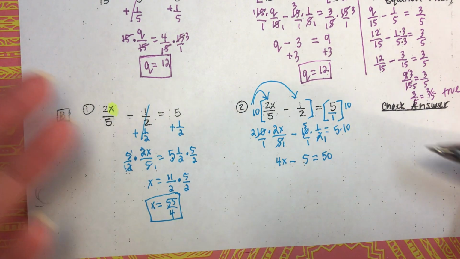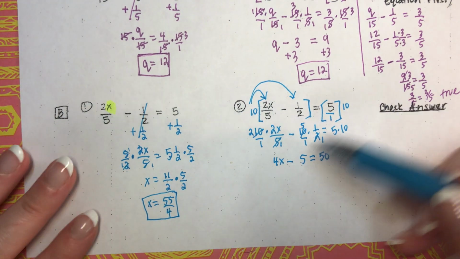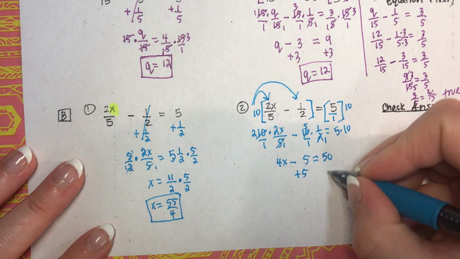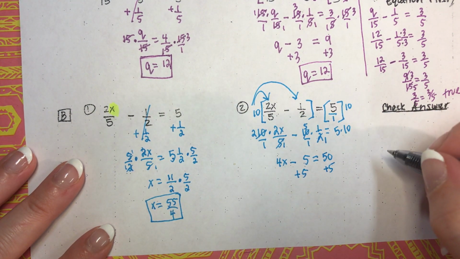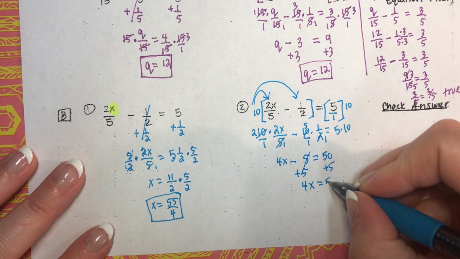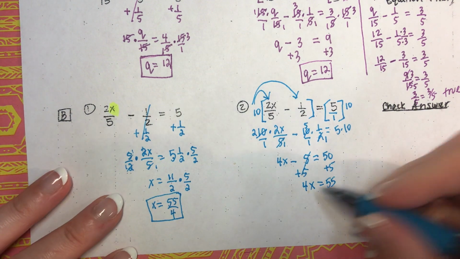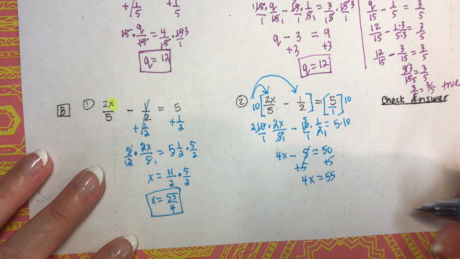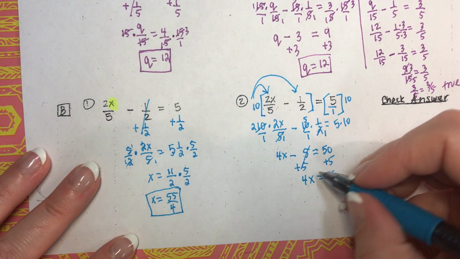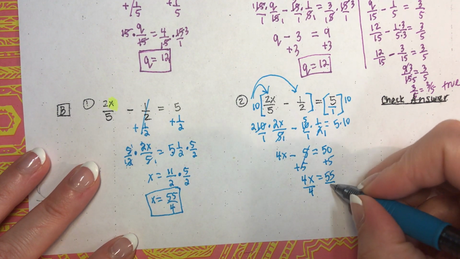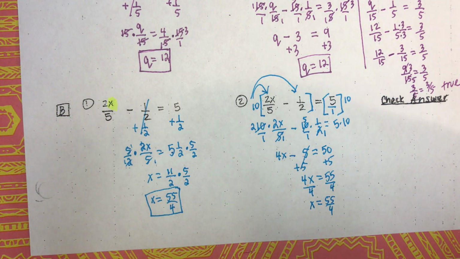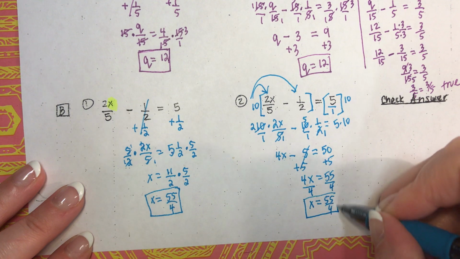Perfect. So now we got rid of the fractions, right? We're just going to isolate x and get x by itself. So we're going to add 5 to both sides. All right. And those cancel. We end up with 4x equals 55. And then we just want to get x by itself. It's being multiplied by 4, so we have to do the inverse operation of multiplication, which would be division. Division of 4 to both sides, and we end up with x equals 55 over 4. Perfect. That's our answer, and we got the same thing.